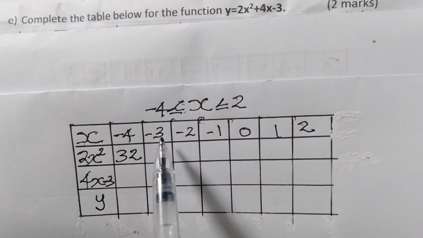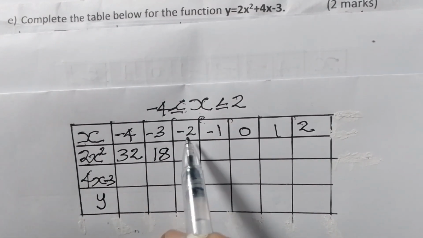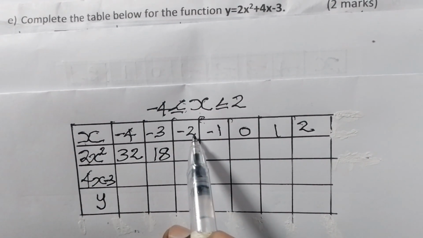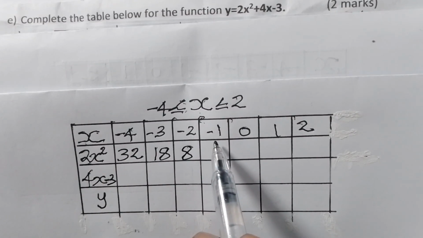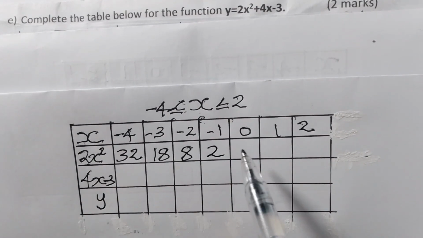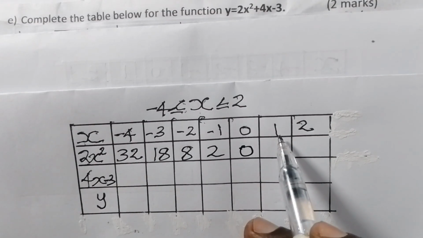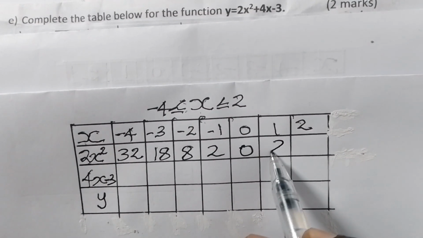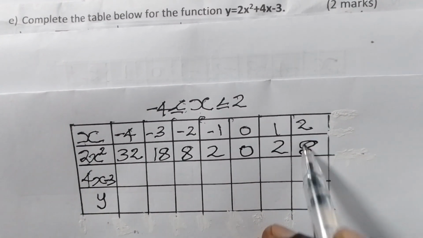-3 squared, that is +9 times 2, gives you 18. -2 squared is 4. 4 multiplied by 2 gives you 8. -1 squared is 1 multiplied by 2, it gives you 2. 0 squared is 0 multiplied by 2 is 0. 1 squared is 1 multiplied by 2 is 2. 2 squared is 4 multiplied by 2 is 8. That is well done.